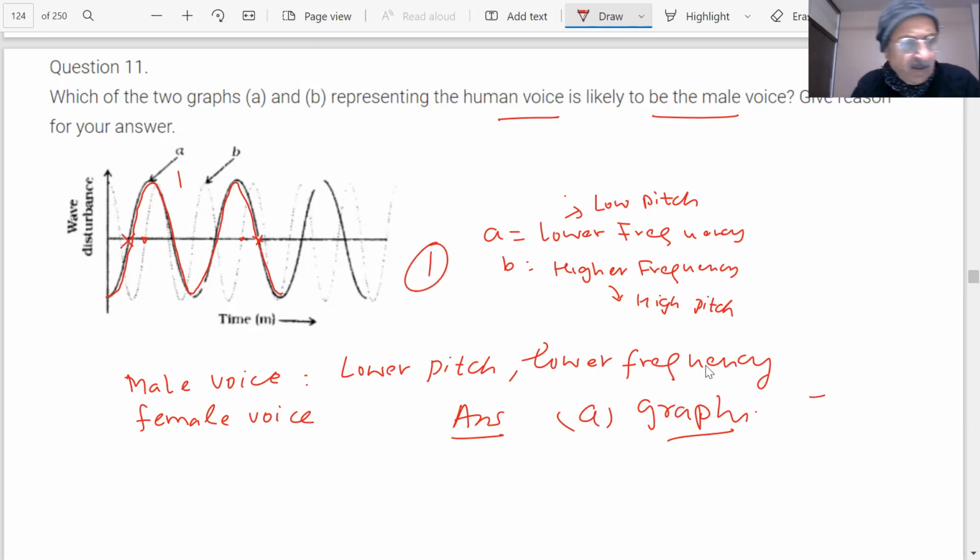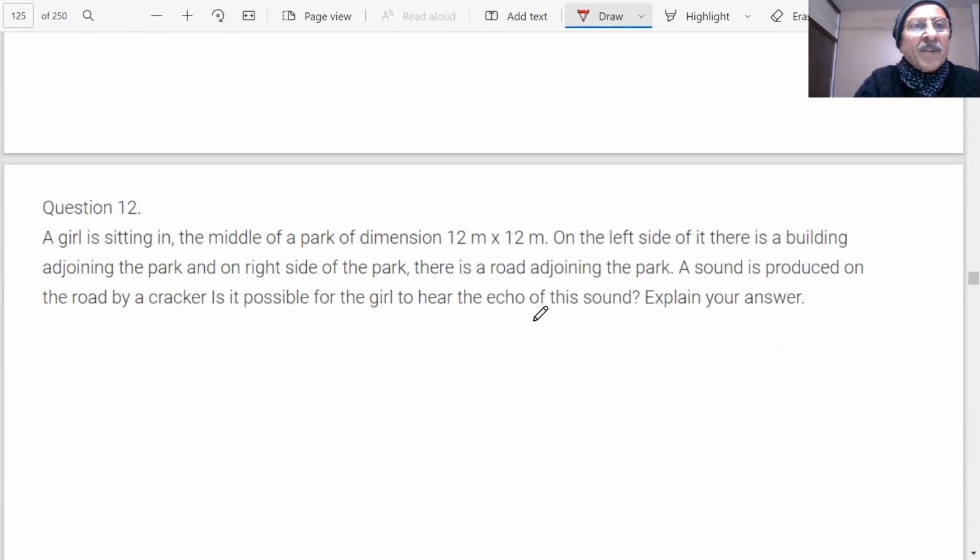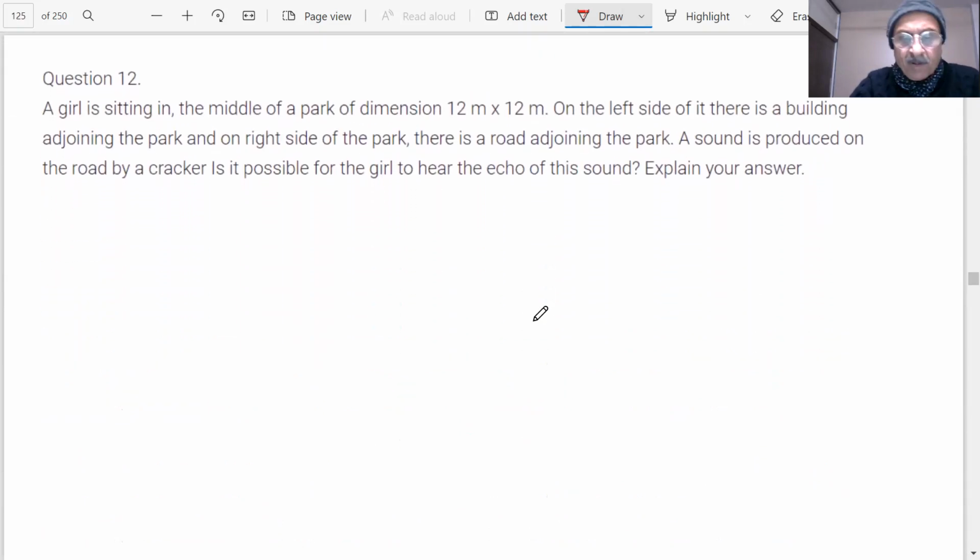Some questions are a little out of tune here, but we have to try and see what answers can be given. We may not have discussed these. Another question is coming, students. A girl is sitting in the middle of a park of dimension 12 meter by 12 meter. On the left side of it, there is a building adjoining the park. On the right side, there is a road adjoining the park. A sound is produced on the road by a cracker. Is it possible for the girl to hear the echo of the sound? Explain the reason.